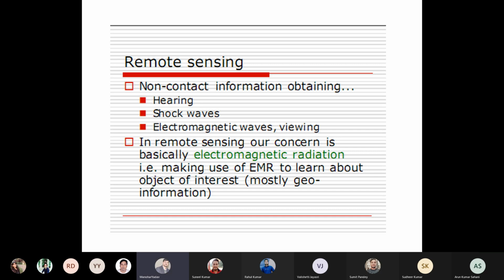But in remote sensing, where we visualize the information by seeing, there is the role of electromagnetic waves. So the energy which is coming within electromagnetic radiation is sensed. In remote sensing, our concern is to analyze the electromagnetic radiation and to learn about the different objects of interest. Specifically, we consider the geospatial object.